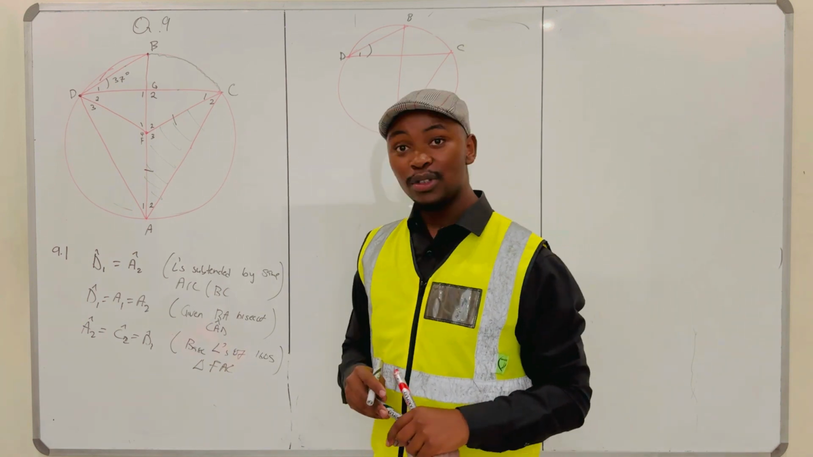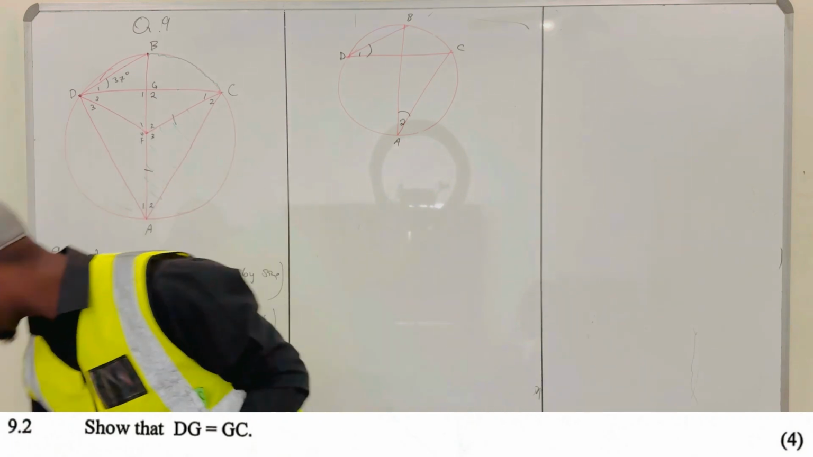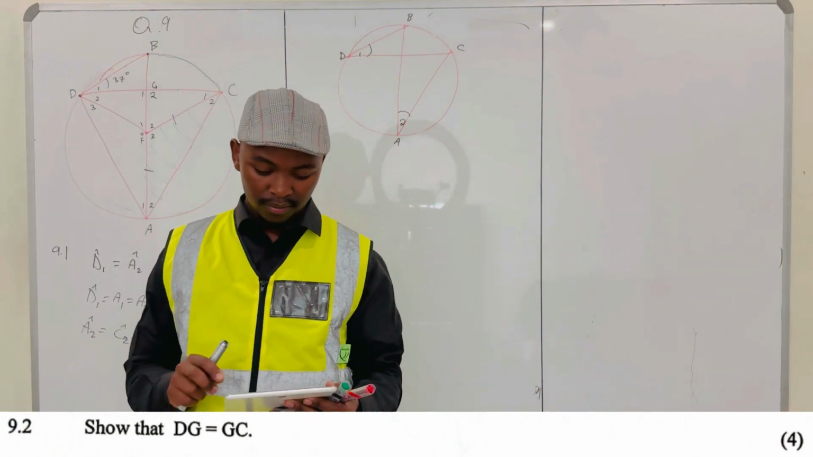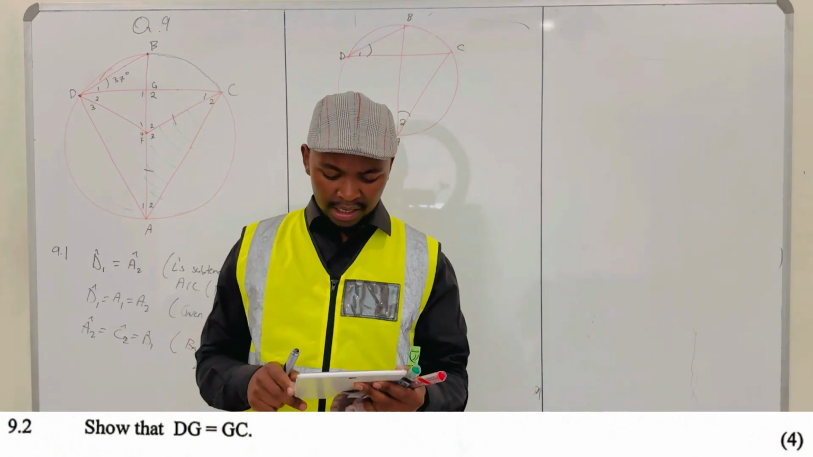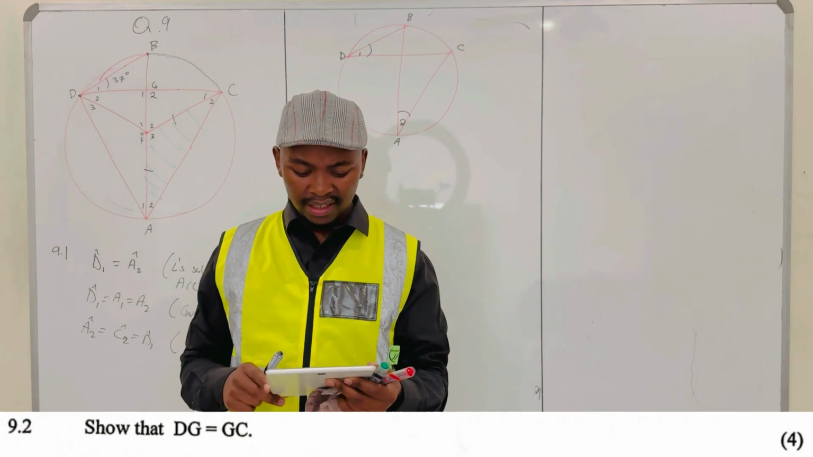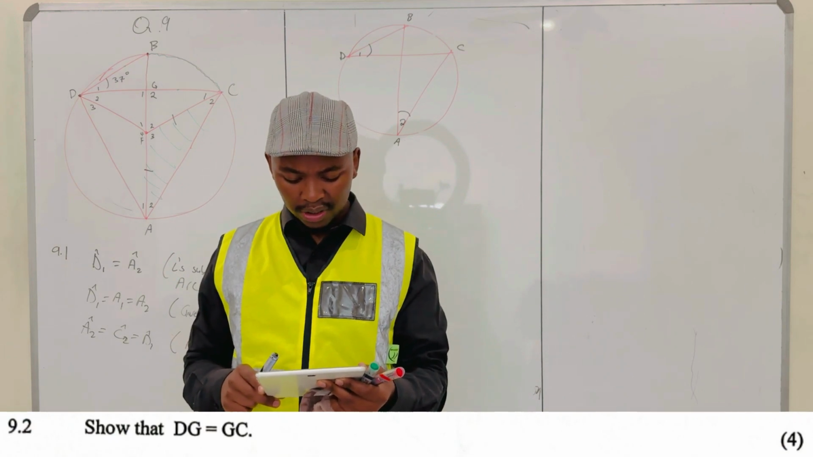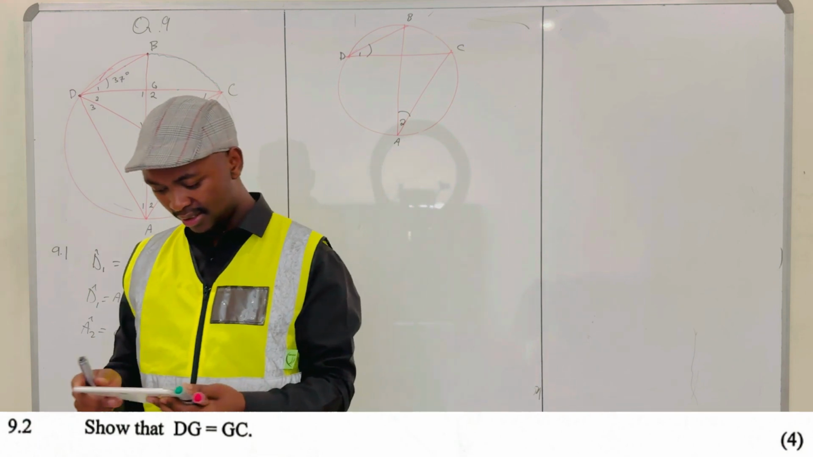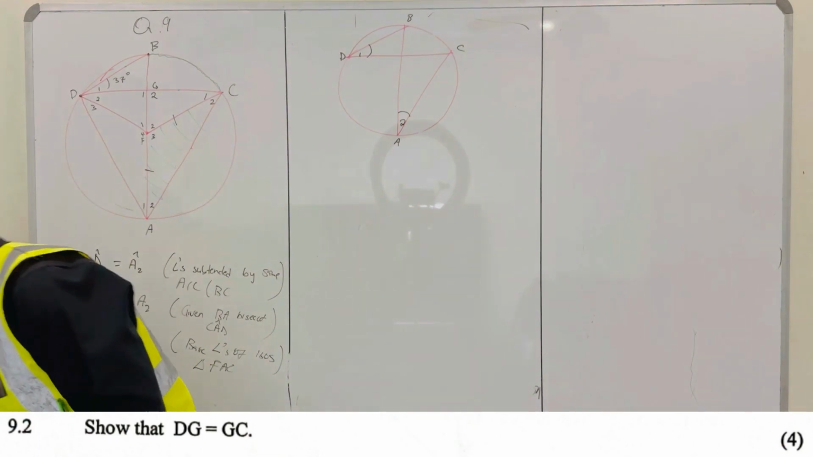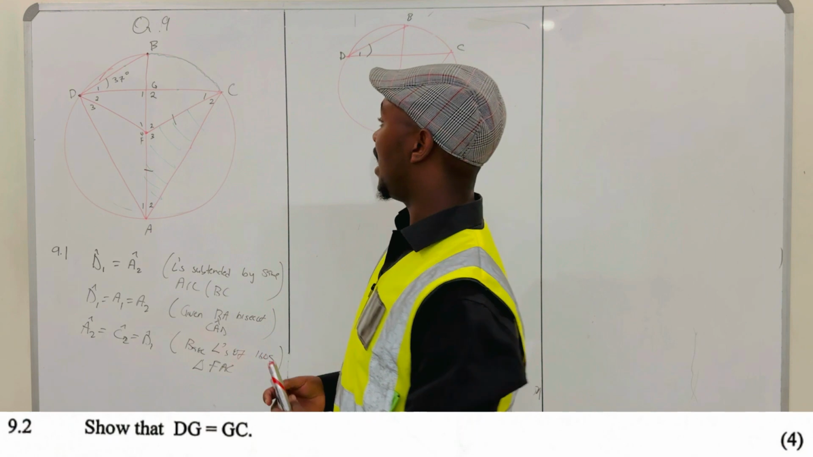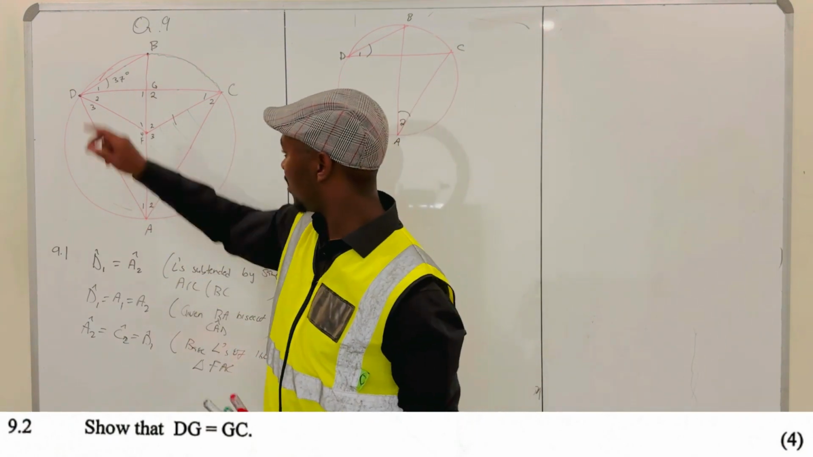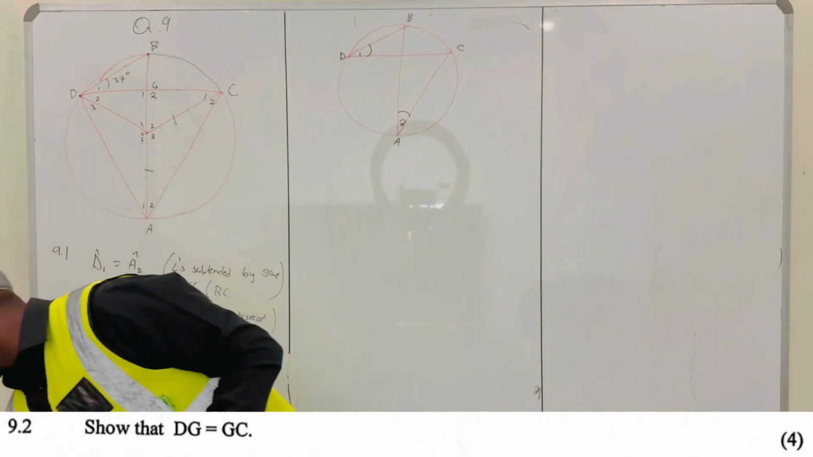Now let's move on to the next question. The next question is asking us to show that the line DG is equal to the line GC. Okay. We're being asked here to show that the line, let me scrap this one.